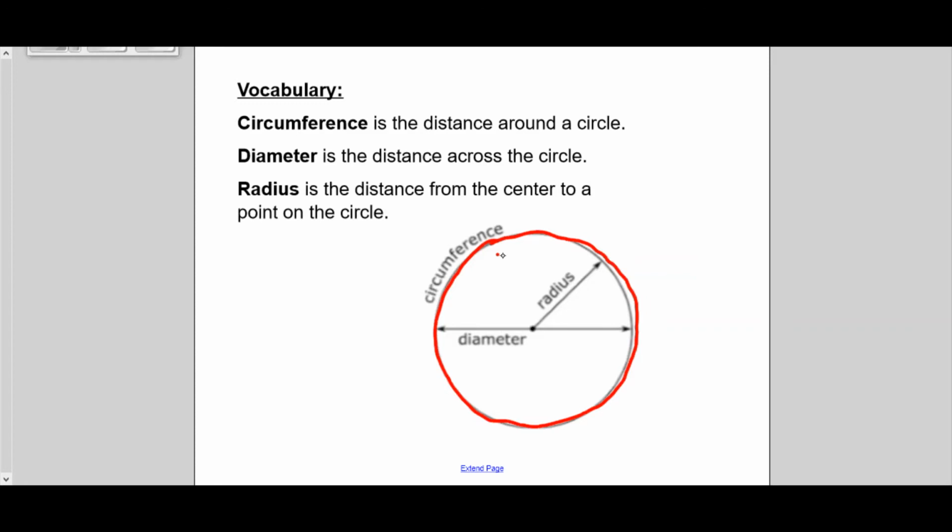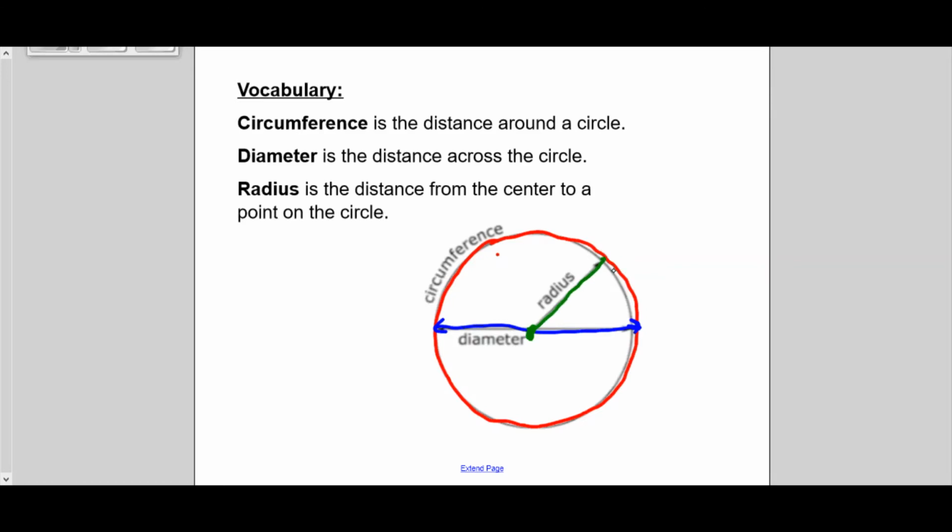The diameter is the distance across the circle. So that's this blue line here that I'm going to sketch. This is a diameter, the length across a circle. So straight across the circle is the diameter. And then the green line here that I'm going to sketch is the radius. The radius goes from the center of a circle to the edge of a circle.